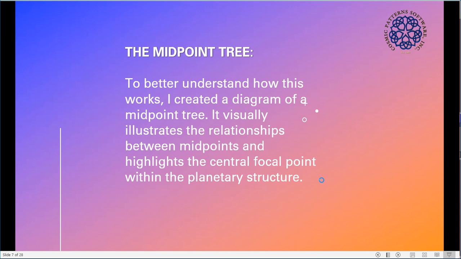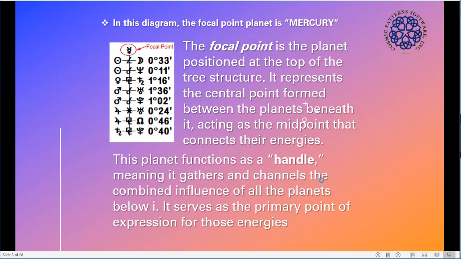Now, to better understand how this works, I created a diagram of a midpoint tree. It visually illustrates the relationships between midpoints and highlights the central focal point within the planetary structure. And so here it is. As you can see on the image, the focal point is the planet positioned at the top of the tree structure. It represents the central point formed between the planets beneath it, acting as the midpoint that connects their energies.